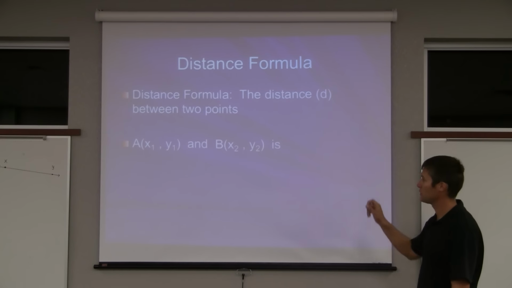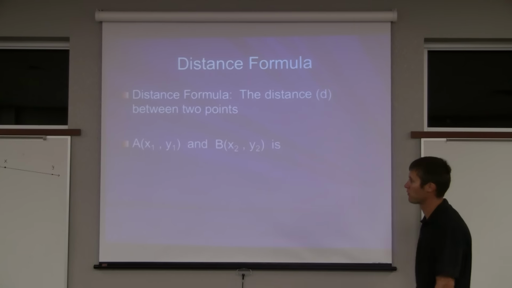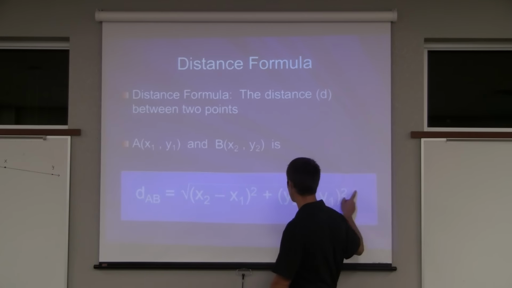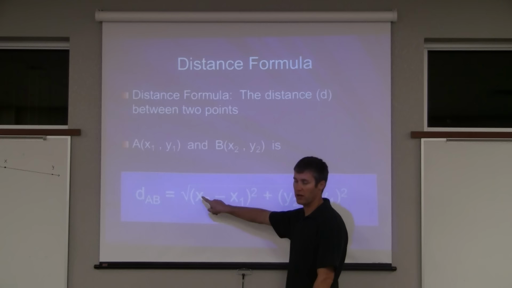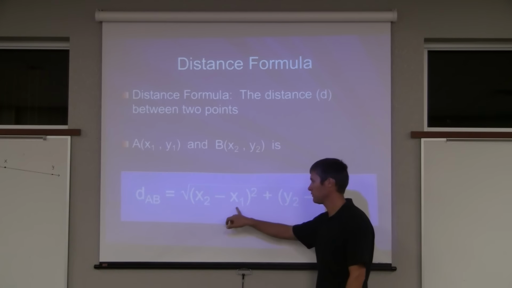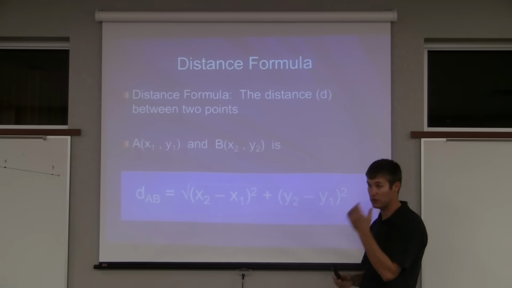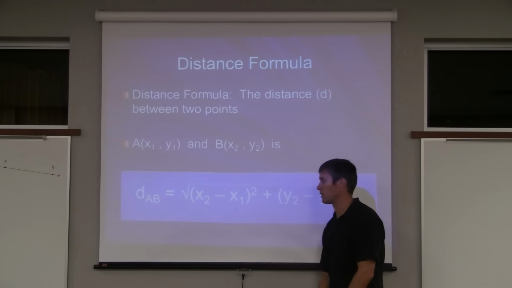So the distance between any 2 points. So here's the distance formula, and you've seen it again. The distance formula is equal to the square root of your x value minus your x value squared, plus your y value minus your y value squared. All right, so you're going to have 2 points, subtract them, and then square them.